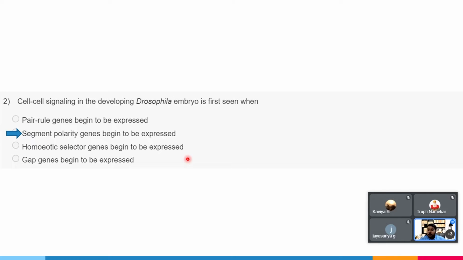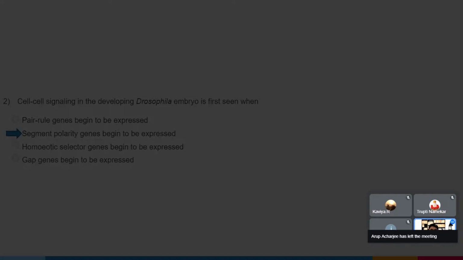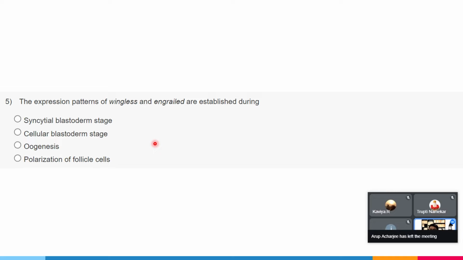Thus, cell-cell signaling in developing Drosophila embryos is first seen when segment polarity genes begin to be expressed. So we will be looking at various examples of this in other questions as well. Does anyone want to try asking anything about this? Okay, so let us move on.